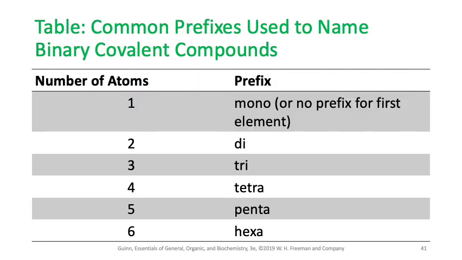This is a table showing you the common prefixes we normally use to write the name of a covalent compound. If the number of atoms is 1, 2, 3, 4, 5, 6, we usually write mono, di, tri, tetra, penta, hexa. So let's try to name. Make sure you remember what kind of prefix we use for whatever the number of atoms, because you're going to use it to name covalent compounds.